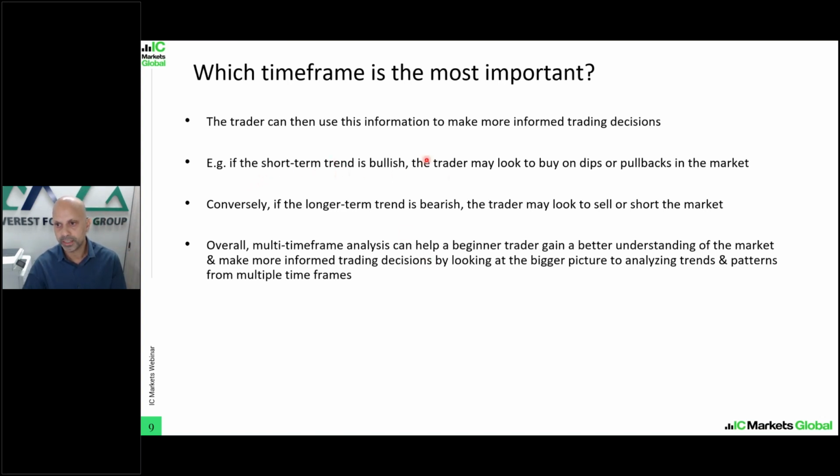So if the short-term trend is bullish, the trader may look to buy on dips or pullbacks in the market. Conversely, if the longer-term trend is bearish, the trader may look to sell or short the market. Overall, multi-time frame analysis can help a beginner trader get a better understanding of the market and also make more informed trading decisions, right? Because basically it helps us look at the bigger picture, to analyze major trends and patterns. It's something that beginner traders should definitely use, and for more seasoned traders as well, you should continue using it.